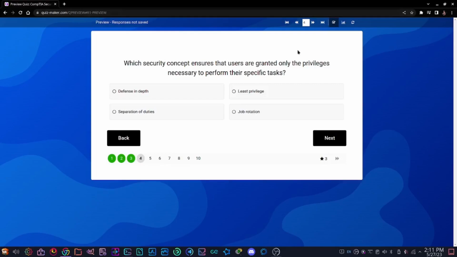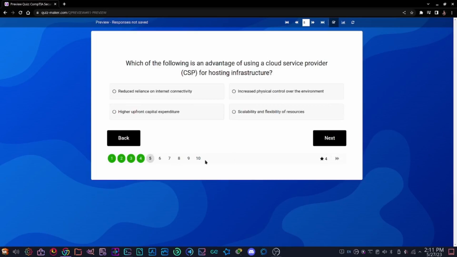But the answer for this one is going to be least privilege. We want to give them the least privilege to do their job. Question 5.